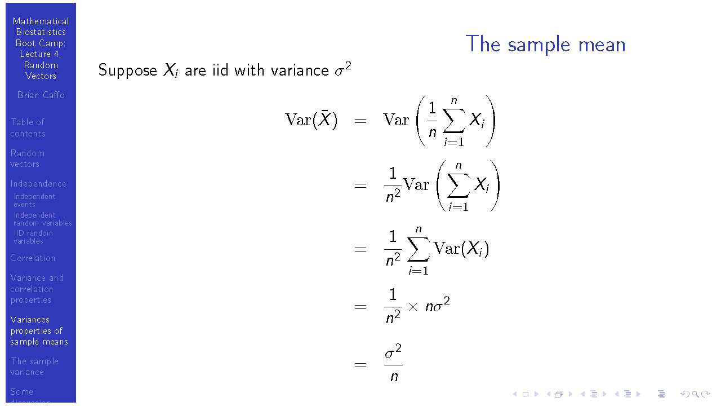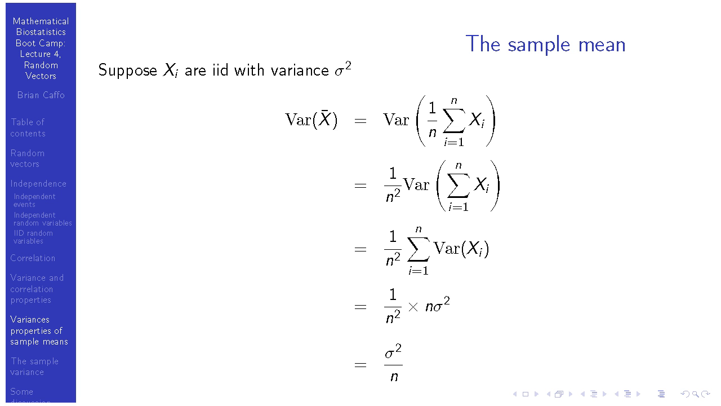There's an important result that arises out of these facts. And the important result is that the variance of the sample mean of a collection of independent and identically distributed random variables is sigma squared over n. So let's assume that we have a collection x_i, i equals 1 to n, that are independent and identically distributed, IID, and that the variance of the distribution that they're drawn from is sigma squared.